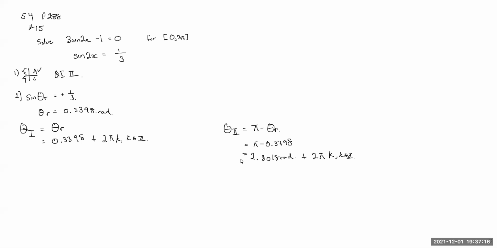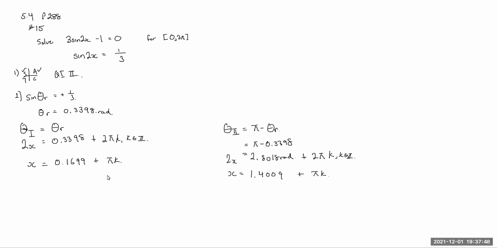Now, this would be the end of my question if this was just sine x. But remember, the angle that we're dealing with is actually equal to 2x. So my x is going to be 0.1699 radians plus 1 pi, okay? And if this was equal to 2x, well, then x is going to be 1.4009 radians plus pi k.